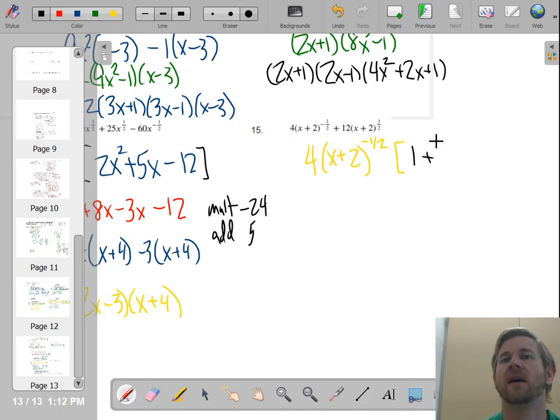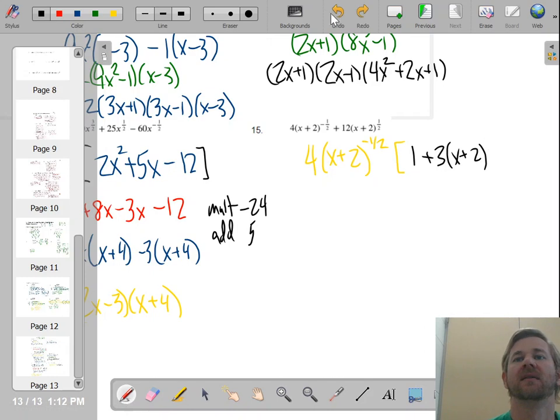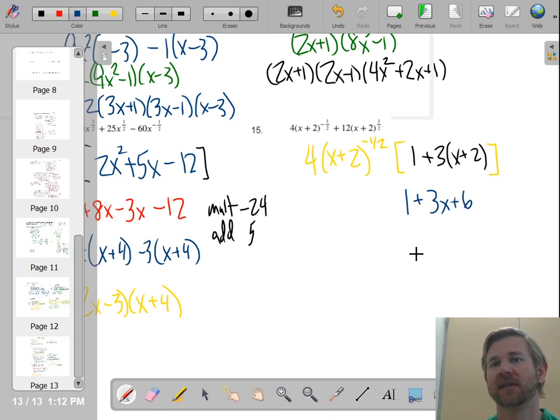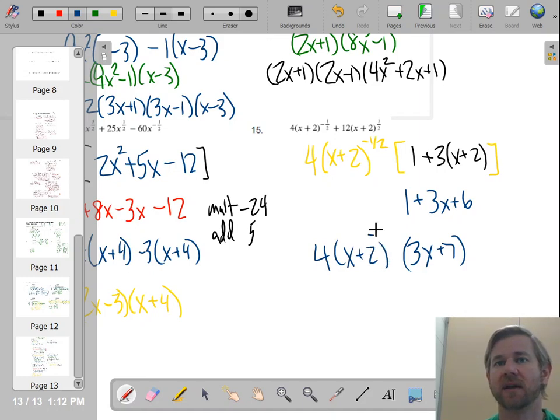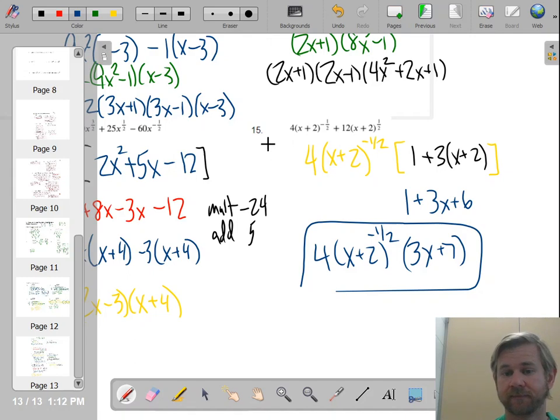Plus 4 times 3 is 12. And then we have x plus 2 to the 1/2 minus negative 1/2 is 1 whole, which again, you don't really need to write. You get that. I'll simplify the inside: 1 plus 3x plus 6, which is 3x plus 7. That's my other factor, and I'll bring down these guys, x plus 2 to the negative 1/2. And that's it. So you have to simplify exponents, you have to simplify radicals, and you have to factor.